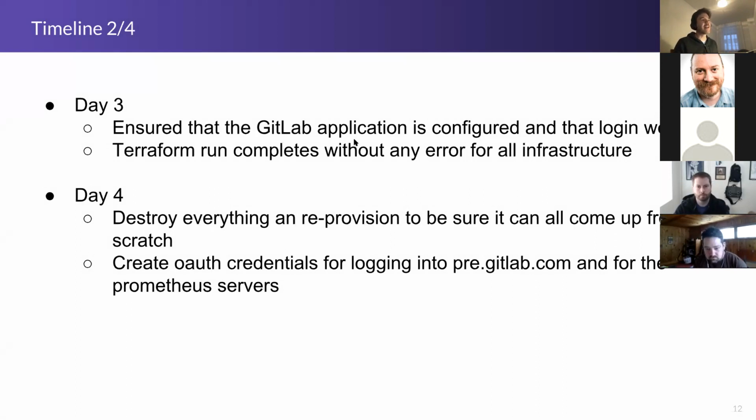On day four, I decided just to destroy everything and reprovision it, because I wanted to make sure that it could come up from scratch. And then there's some manual things, like I had to create OAuth credentials for logging into pre.gitlab.com. So basically the OAuth credentials that allow anyone with a GitLab.com email address to log in, and for the Prometheus servers as well, since we have OAuth enabled there.